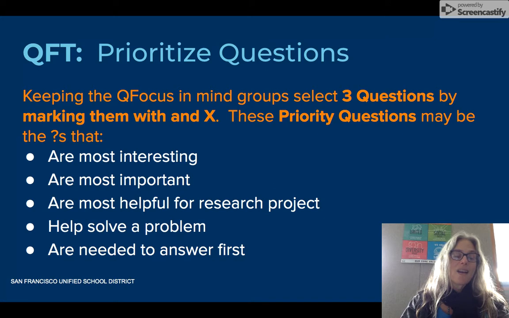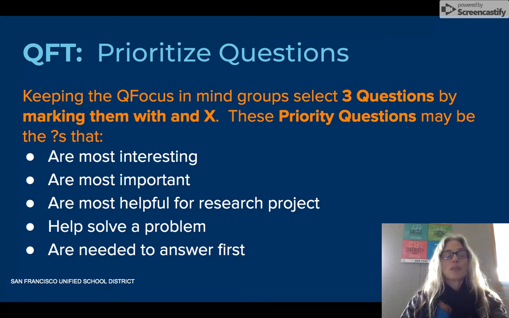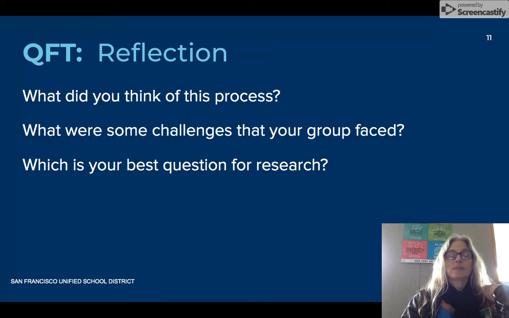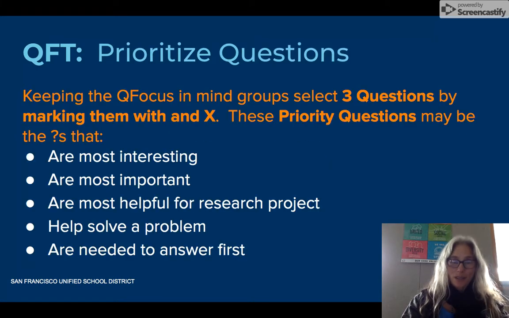Now, the next step that we're working on is perhaps the most important. This is the reflection process, right? As a follow-up to your priority questions, where you might ask, why did you choose this? How did you choose this? You're also going to reflect on the process of the QFT. So before we get to the process of the QFT, let's discuss the priority questions.